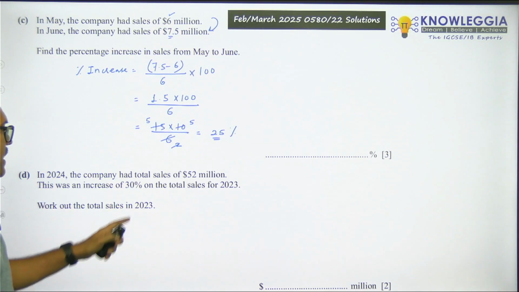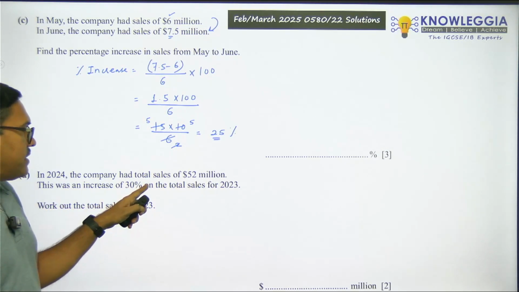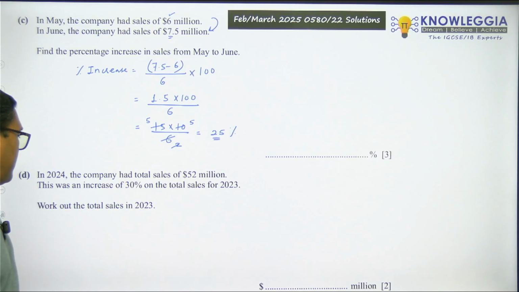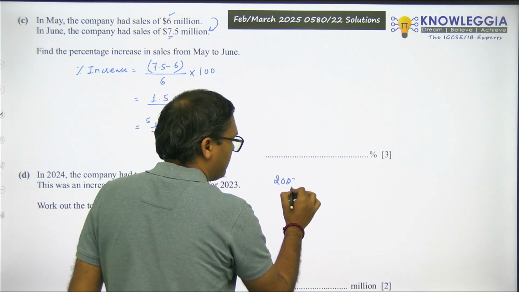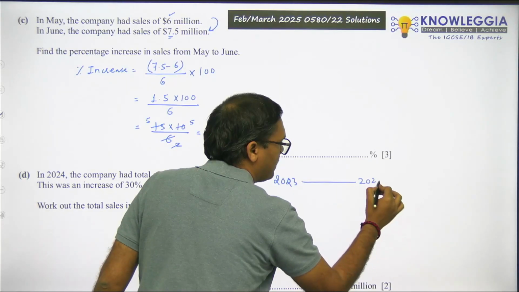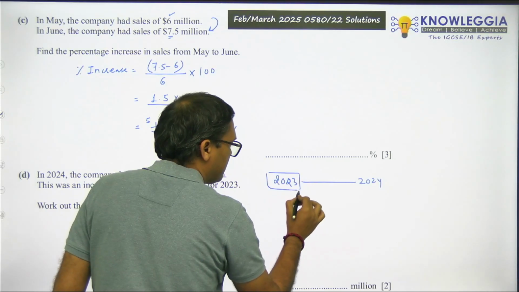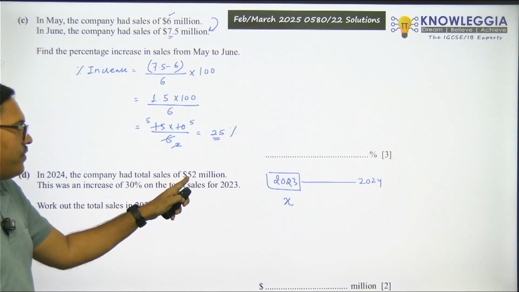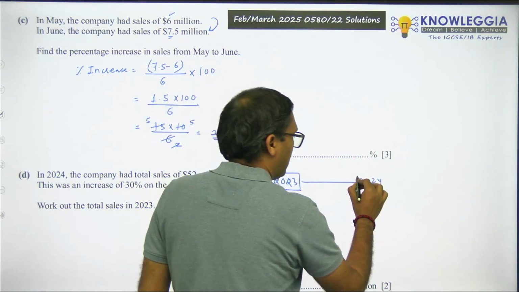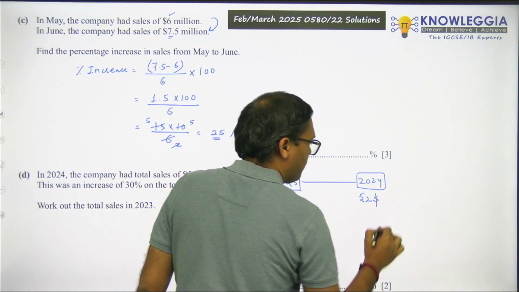In 2024, the company had total sales of 52 million. This was an increase of 30% on the total sales for 2023. Work out the total sales of 2023. So basically, this is 2023 and this is 2024. Okay. Now, let's say the total sales in 2023 is X. The company had total sales of 52 million in 2024. And 2024, what is the total sales? This is $52 million.